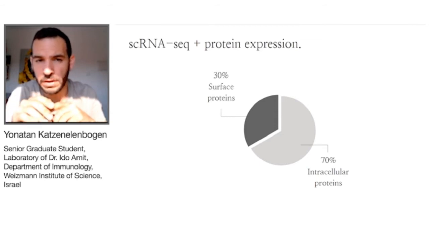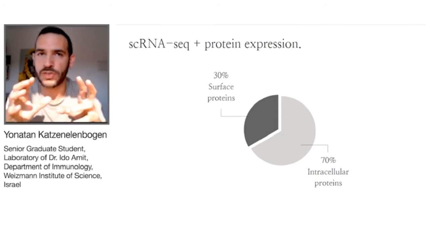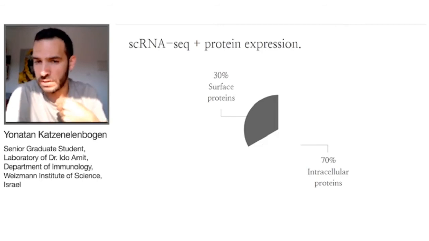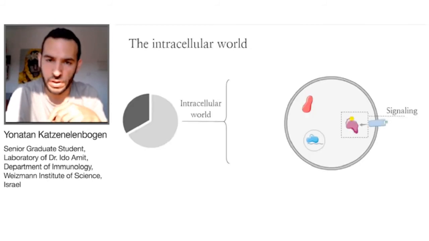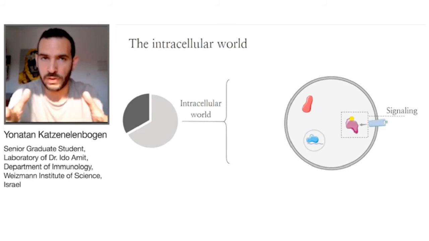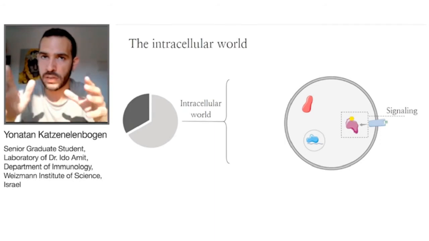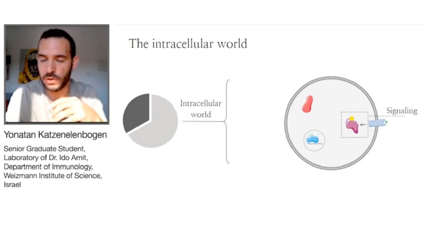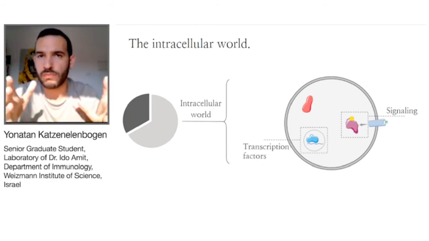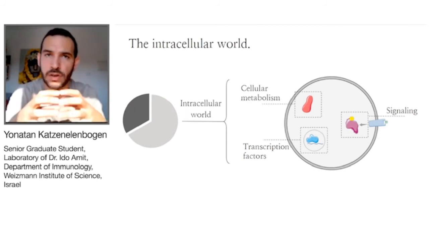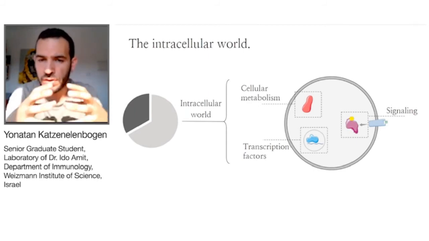The problem is that surface markers are only 30% of the total proteome. So we're actually blind to the rest of the 70% of the intracellular world, which is quite interesting. What do we have there in this intracellular world? We have signaling events that we're totally blind to. I mean, we cannot detect them if we want to do RNA-seq and monitor some signaling event. We have transcription factor expression, which we also cannot reach. And we have a lot of metabolic elements that can be quite interesting. So this world is very interesting.